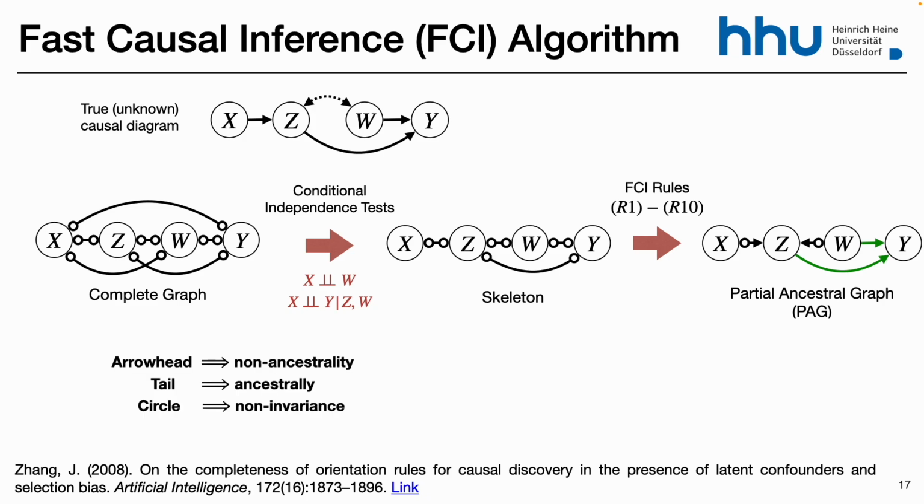The meaning of the PAG is this thing that we know. So arrowheads, no ancestrality, tail ancestrality, circle, no invariance. The algorithm can also deal with selection bias, so you can learn undirected edges in this. Selection bias will be represented by undirected edges, and spurious association, where neither A causes B nor B causes A, is going to be represented by directed edges.